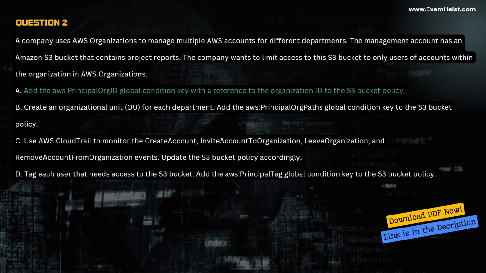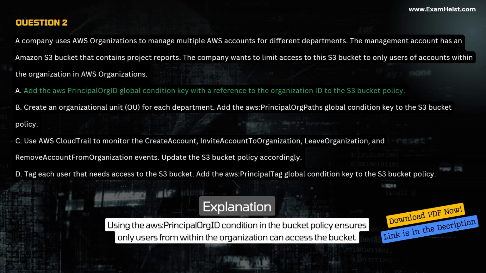Correct answer A. Add the aws:PrincipalOrgID global condition key with a reference to the organization ID to the S3 bucket policy. Explanation: Using the aws:PrincipalOrgID condition in the bucket policy ensures only users from within the organization can access the bucket.